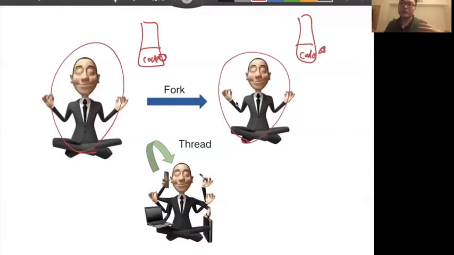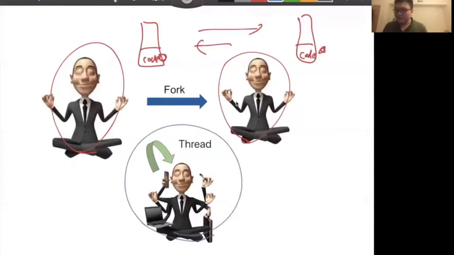If you want to communicate with others, you need to use IPC, inter-process communication, some mechanism you can use to send a message between these two processes. Okay, but today we'll talk about thread. Thread is totally new. Thread is not like a fork.